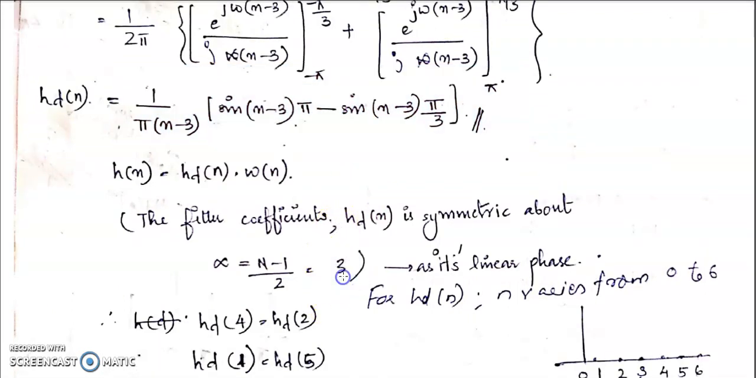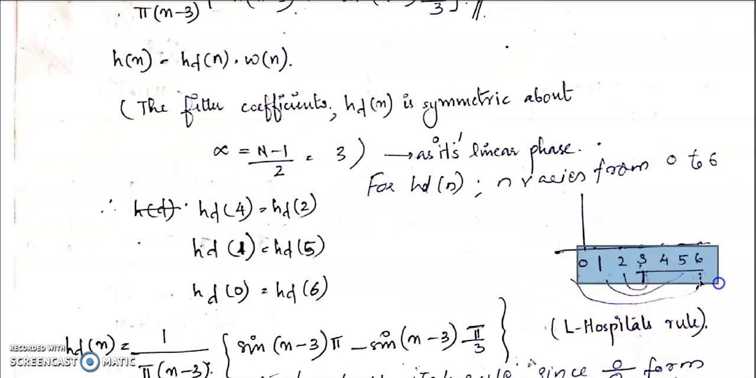Okay, index value 3 with respect to 3, the HD of n is symmetric. So the range of the index values is from 0 to 6. The center of symmetry is 3 and the length of the filter is 7. So the index n varies, for HD of n, from 0 to 6.